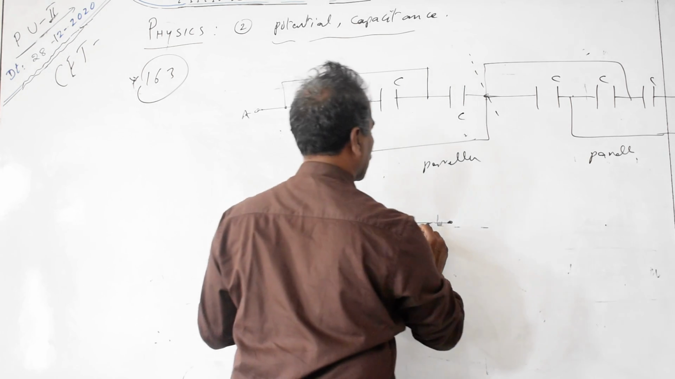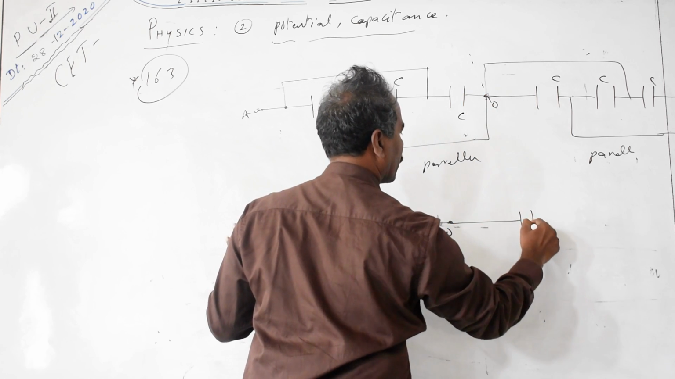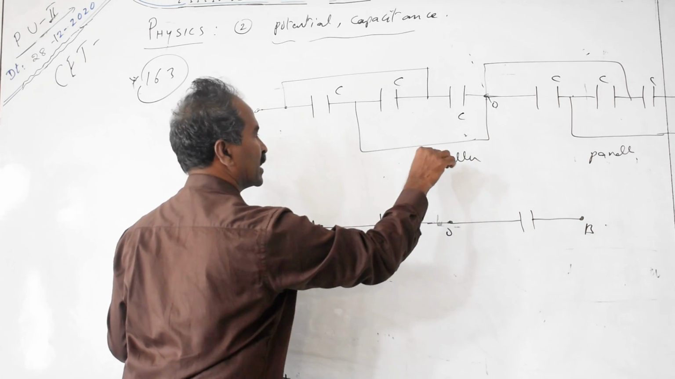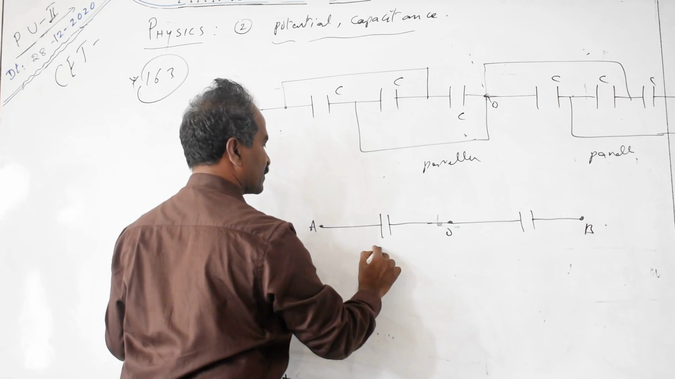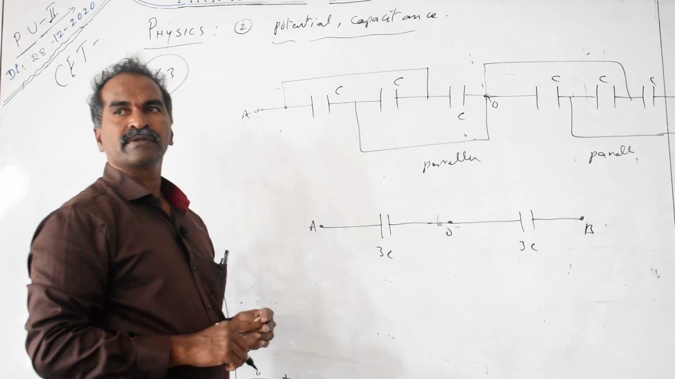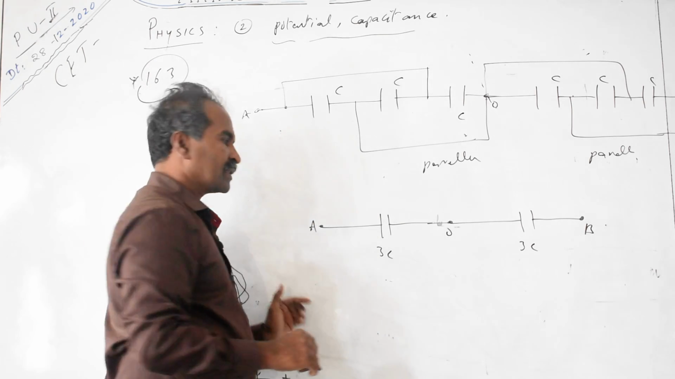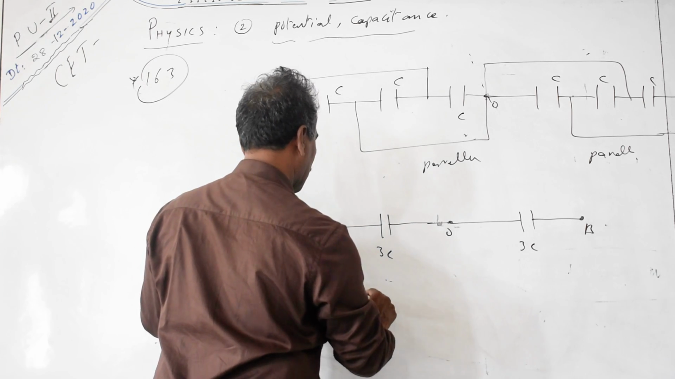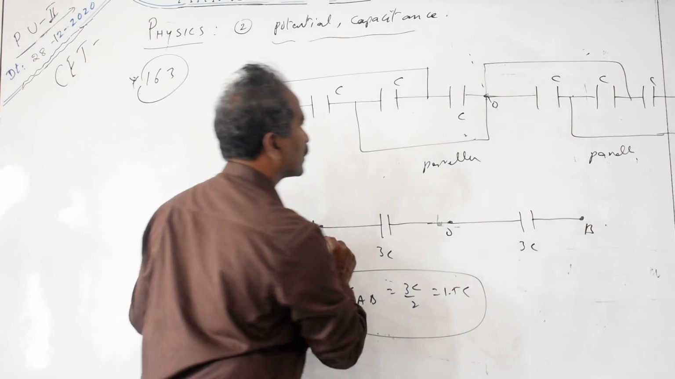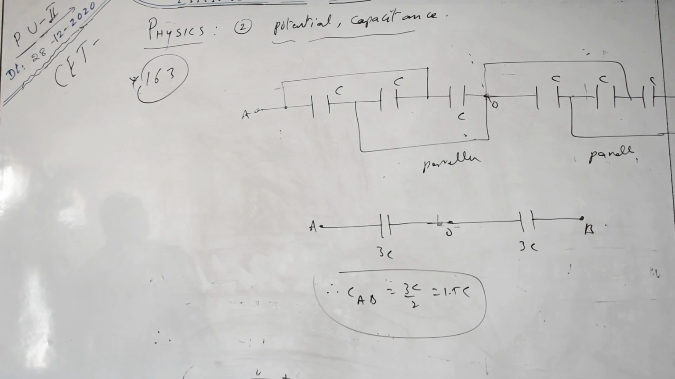So up to this point, this is A. This point I will take as O. And again I will take one more capacitor and then B. C parallel equals 3C. This C parallel is also equal to 3C. 3C in series with 3C becomes half. Identical capacitance in series means half. The result is therefore CAB equal to 3C by 2, which is 1.5C.